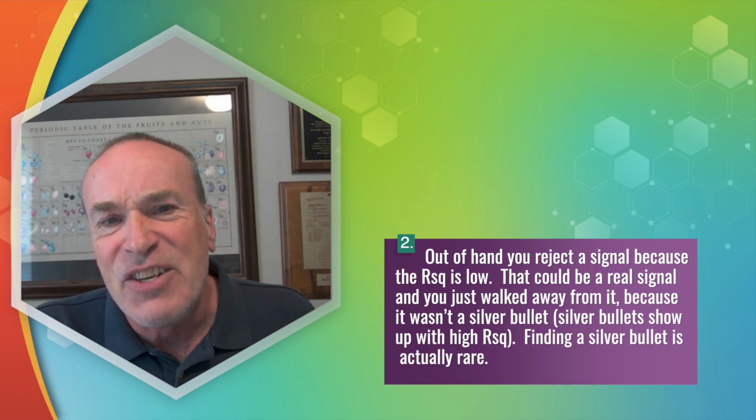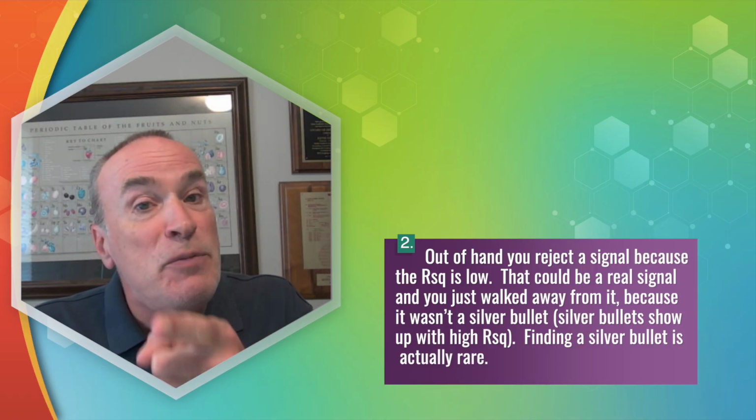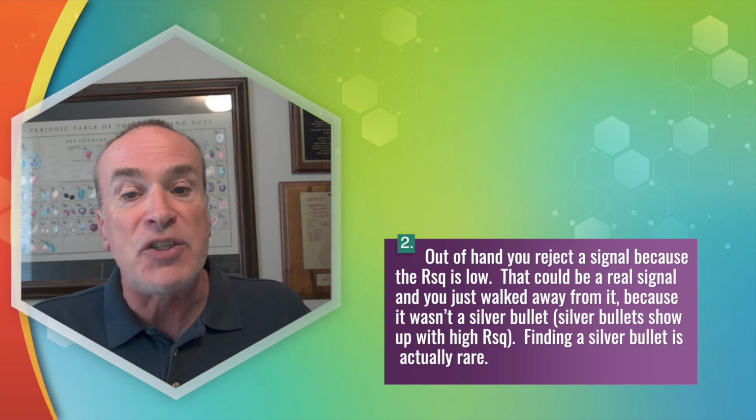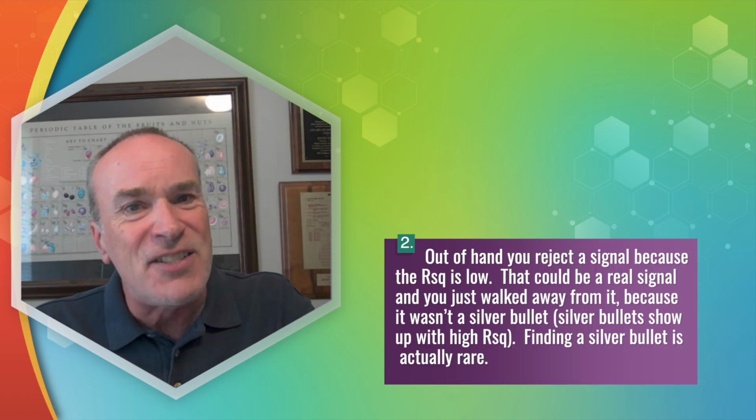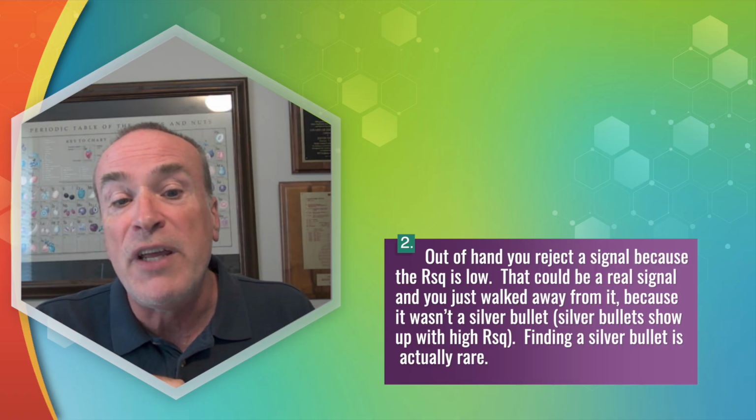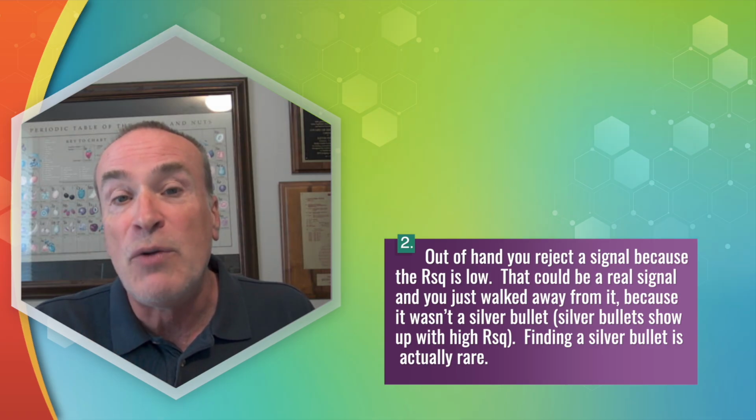Second, out of hand, you reject a signal because the R squared is low. That could be a real signal, and you just walked away from knowledge because it wasn't a silver bullet. Silver bullets show up with higher R squareds. Silver bullets in the real world are rare.